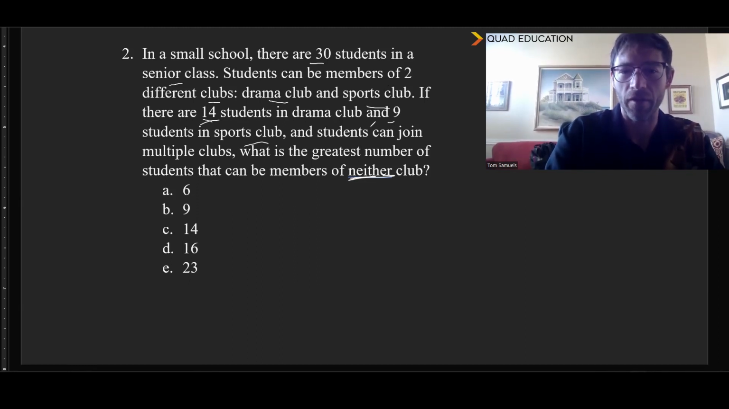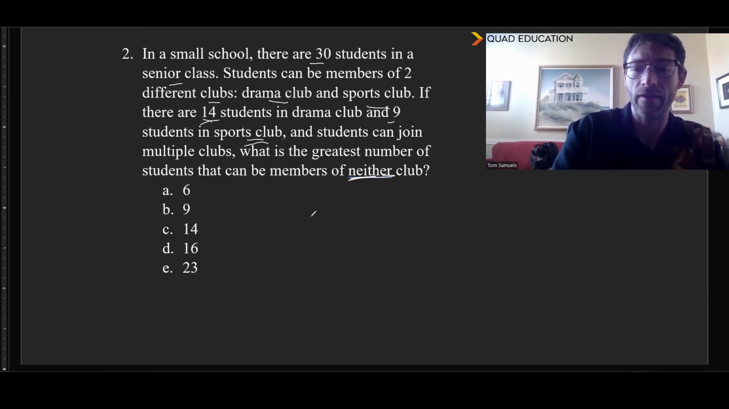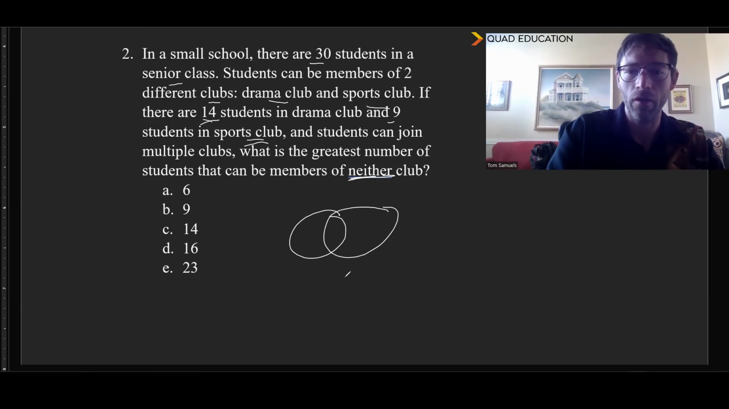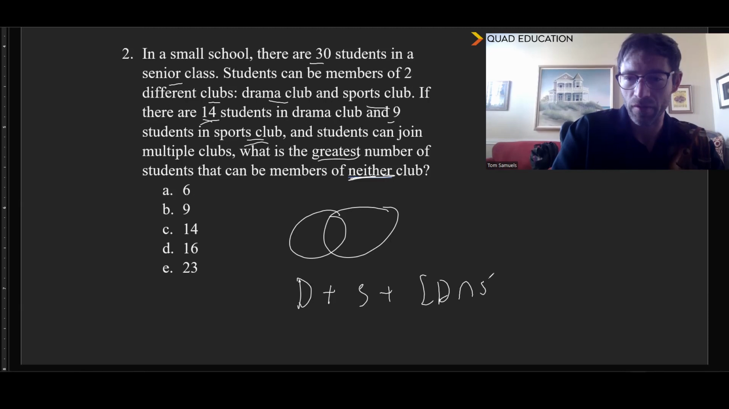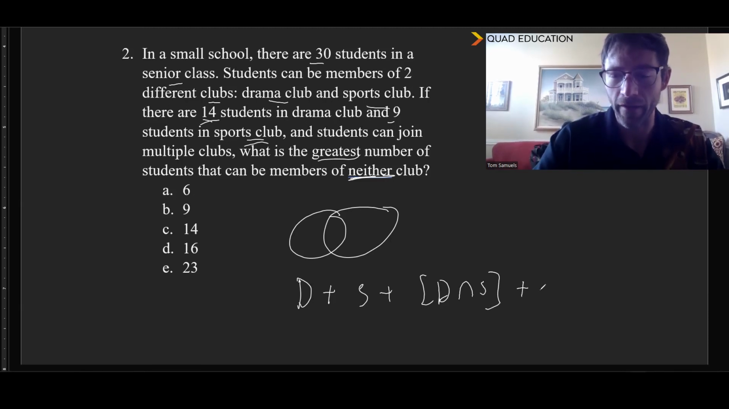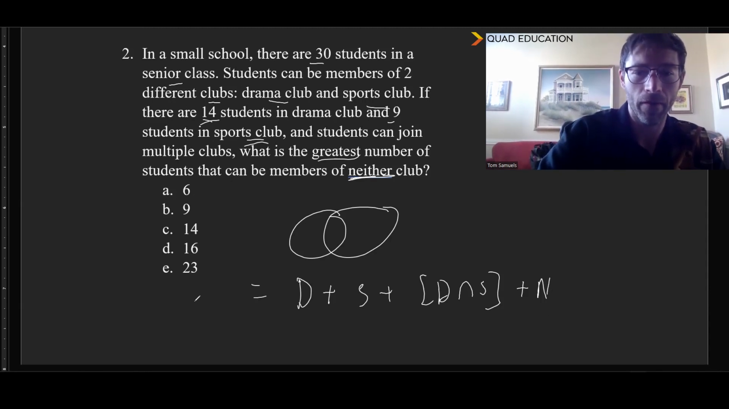If there are 14 students in drama club and 9 students in sports club, what this does is it doesn't tell us how many the both are. We have to decide. So what that's telling us is it can look like this, right? And so what's our both, though? Well, we have people in the drama club, the sports club, and the drama and sports club. And then we also have the neither. And all that together is going to equal 30.